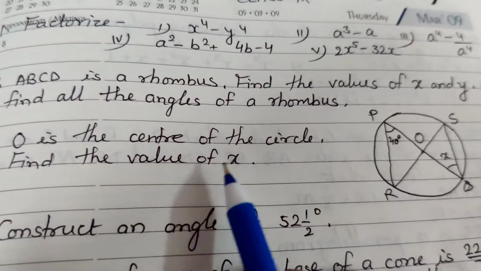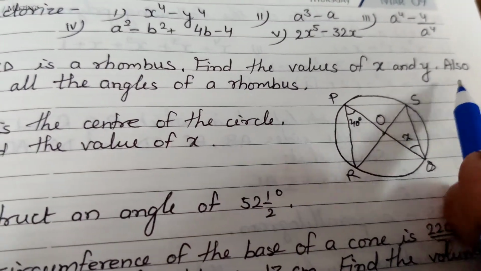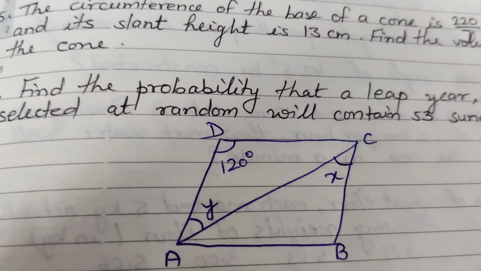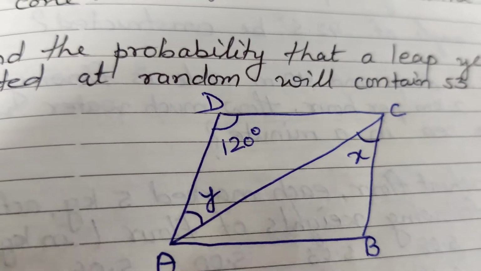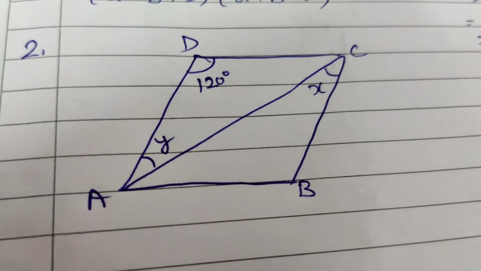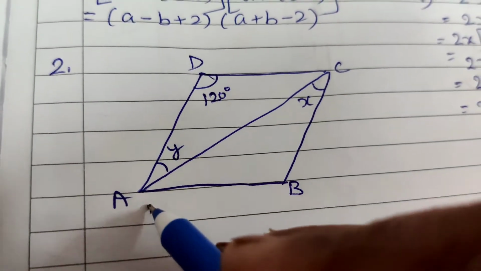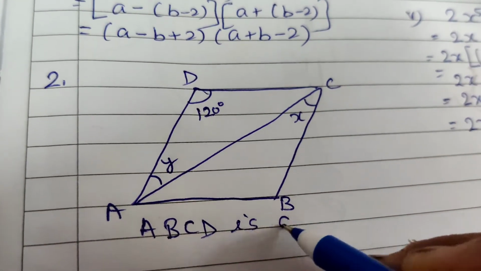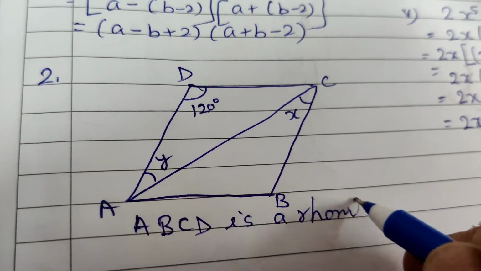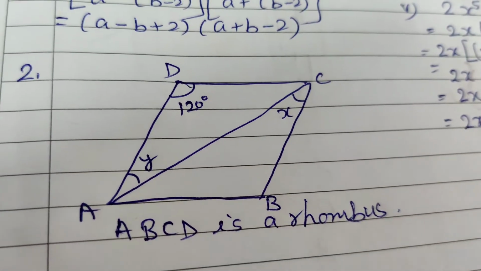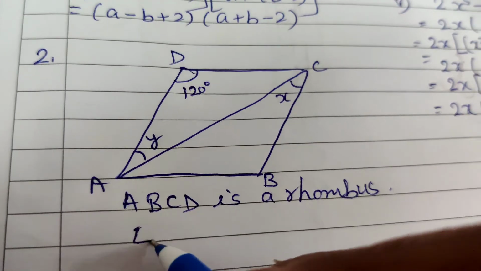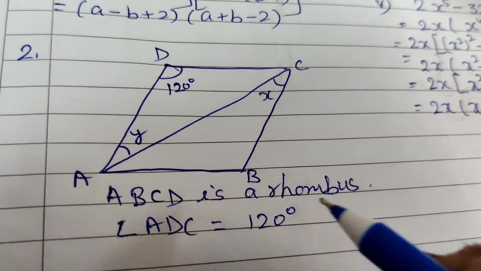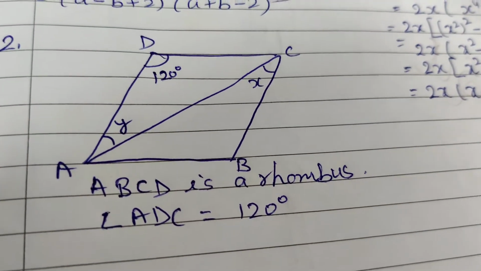Question number 2, ABCD is a rhombus. Find the values of x and y and also find all the angles of the rhombus. This is the figure of rhombus ABCD. In the figure, ABCD is a rhombus given, and angle ADC equal to 120 degree. Now find the x.